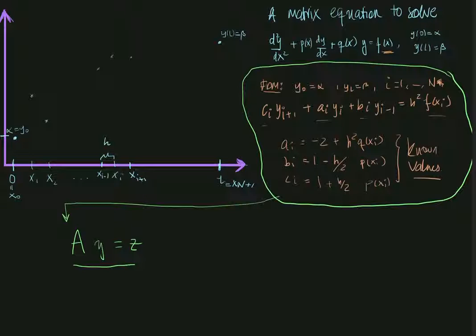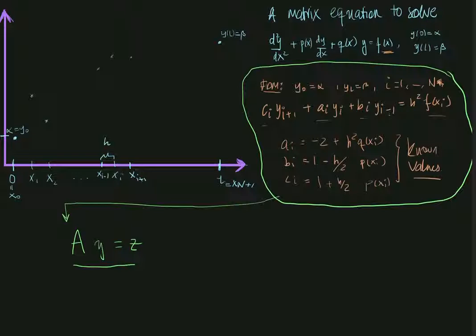And if you look in the book, A is a tridiagonal matrix. So look at page 49 when you're watching this video. Look in the book. Then they tell us what A looks like, what Y looks like, and what Z looks like.